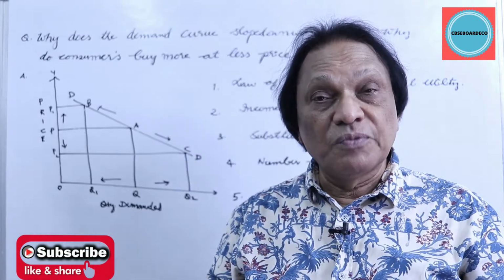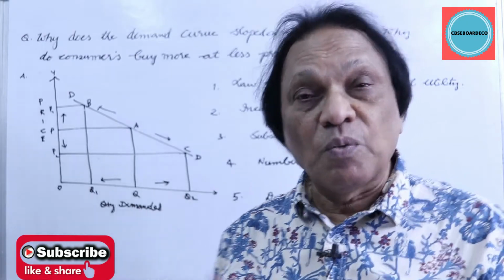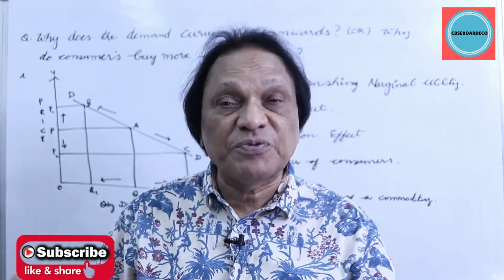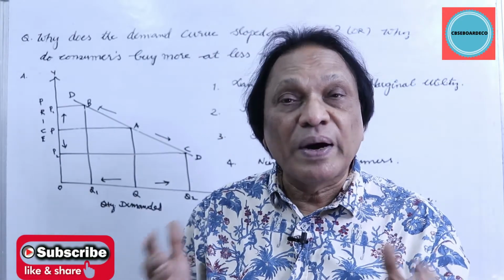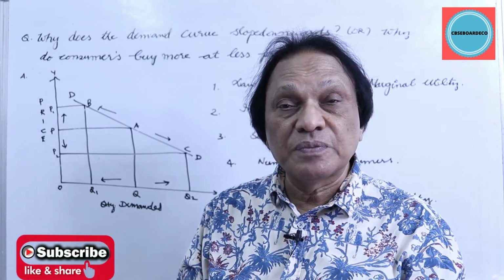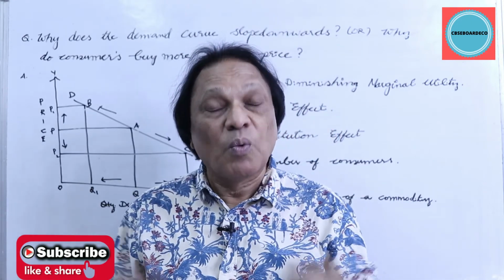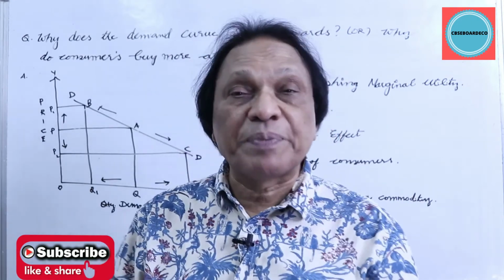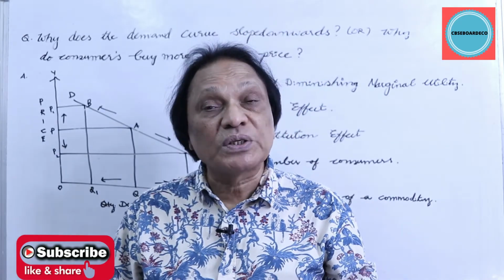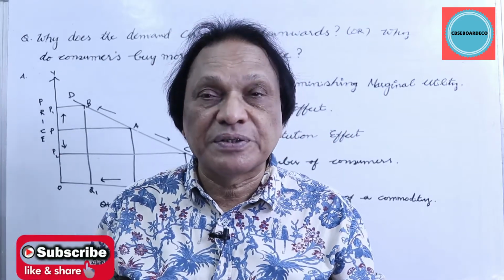Today, we are discussing why it happens. Why do consumers buy more quantity when the price is less? When the price falls, they buy more. Why does the law of demand apply? Or why is the demand curve sloping downwards? Let's see now, what are the reasons behind it? Why do you buy more when the price is less?